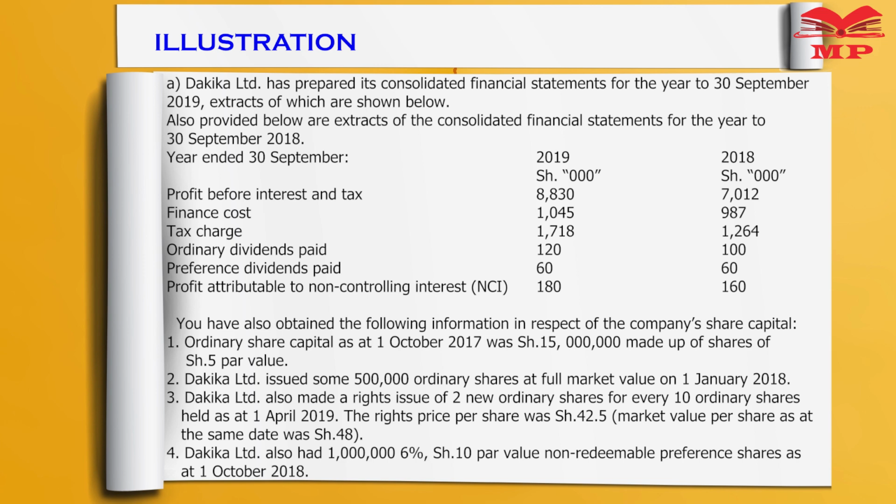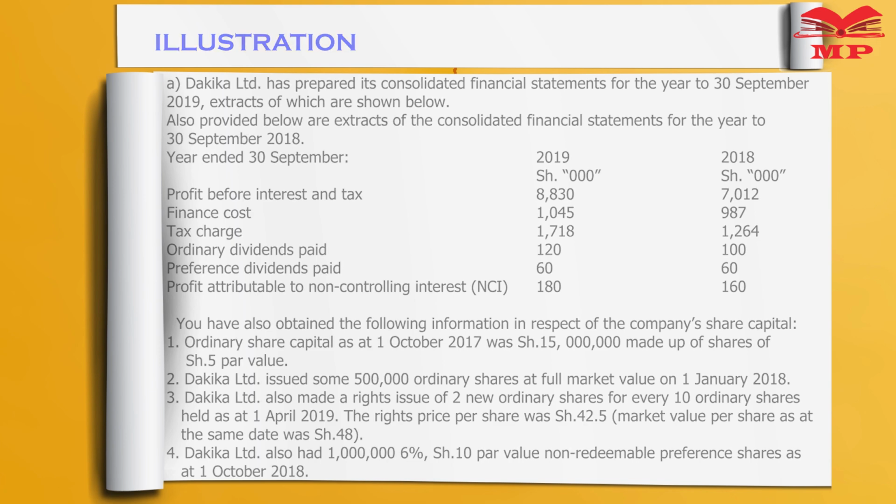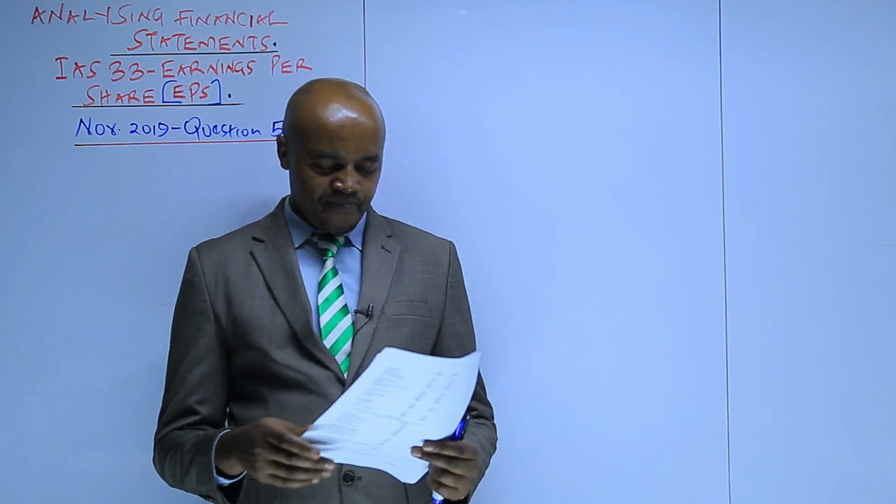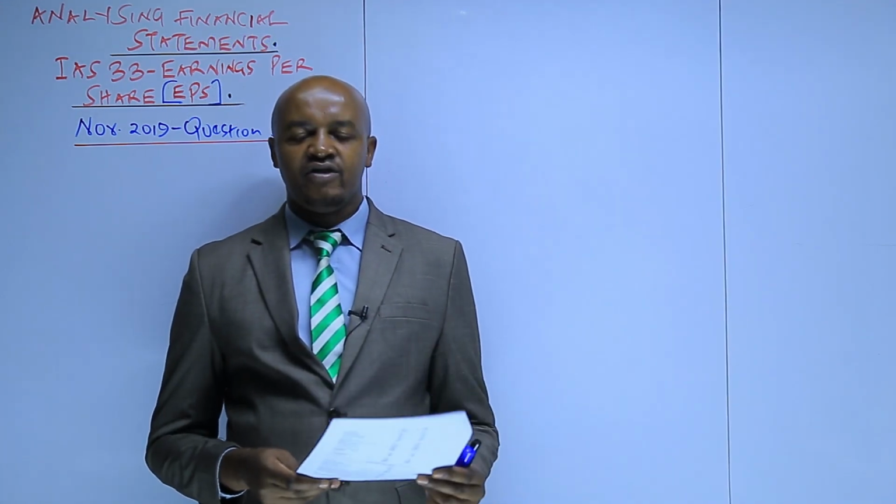Number four, we are told Dakika Limited also had 1 million 6% shillings 10 par value non-redeemable shares as at 1st of October 2018. So from that information, what the examiner was requiring, number one, is that we compute the basic earnings per share, BEPS, for the year which ended 30th September 2018. And number two, we compute the basic earnings per share for the year which ended 30th of September 2019. So here we are required to compute the BEPS for 2 years.